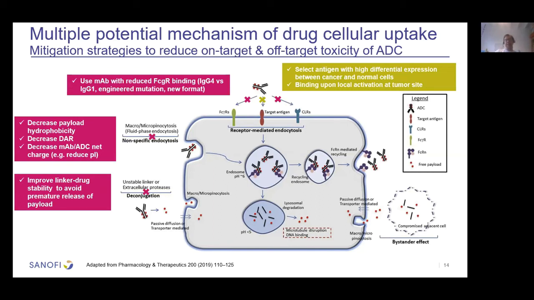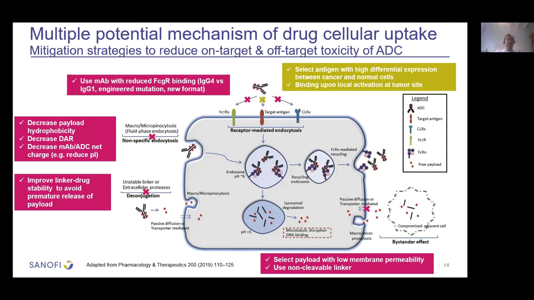And then the so-called bystander effect could also be limited by selecting payloads with low membrane permeability, and also by using non-cleavable linkers. Once again, in that case, it depends on the indication and the target you are dealing with, because the bystander effect could in some cases be beneficial.